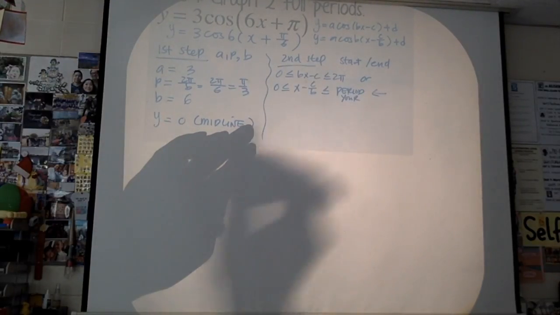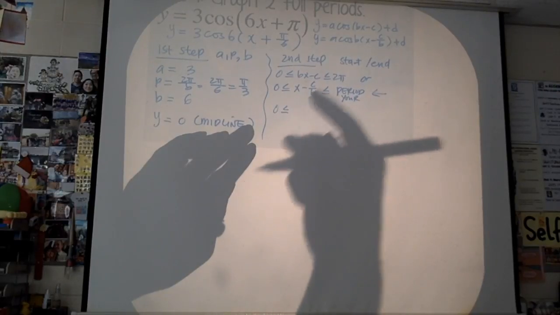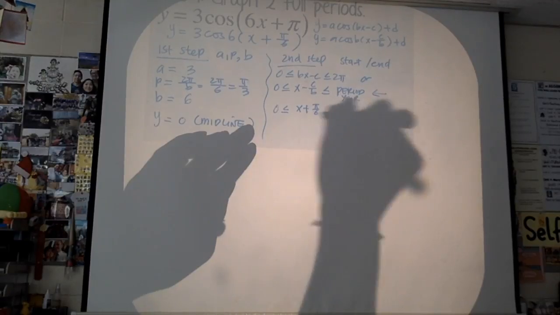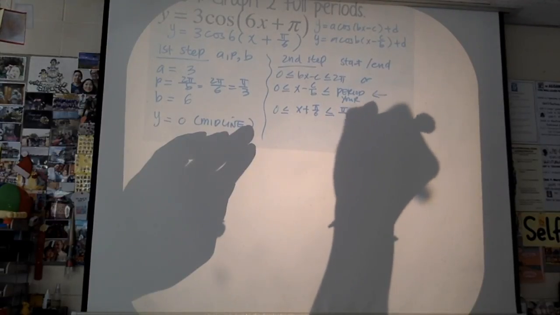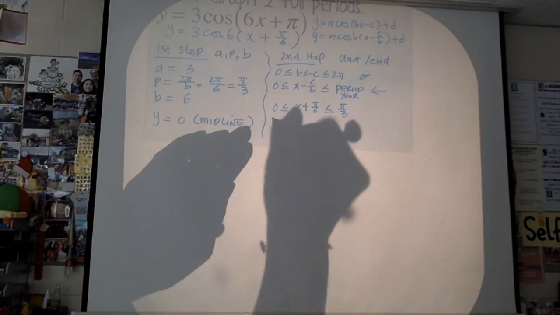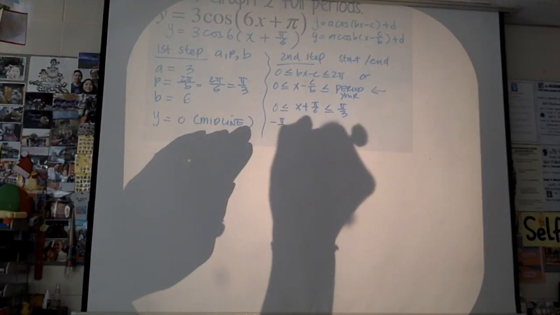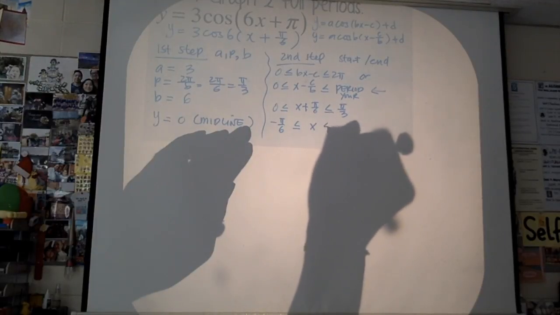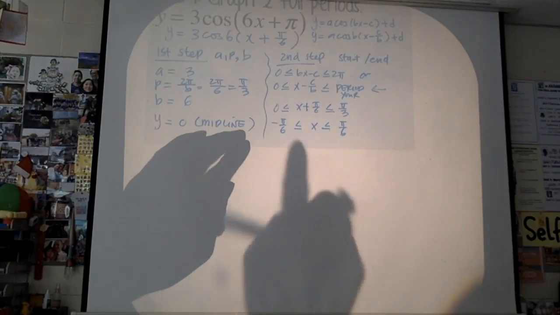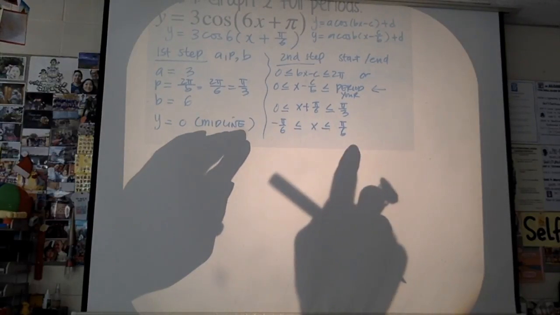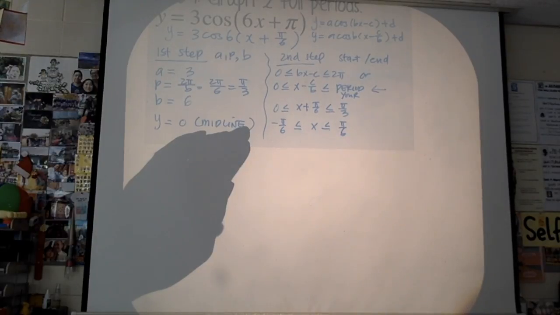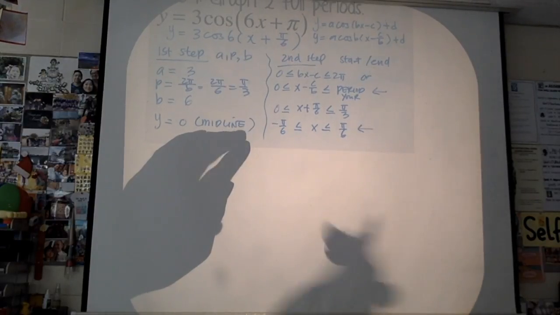You can try this one if you'd like. So ours is 0 is less than or equal to, this guy is going to be x plus pi over 6, and our period is actually pi over 3. And when you solve that for x, you subtract pi over 6 from each part, and you get negative pi over 6 is less than or equal to x is less than or equal to pi over 6. Okay, and think about that: negative pi over 6 to pi over 6, because this is 2 pi over 6 minus pi over 6, right? When you simplify, okay? And that's going to be your start and end.